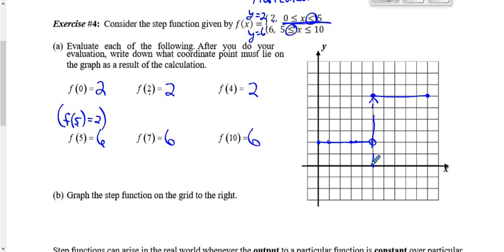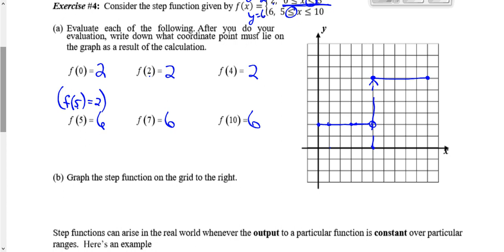Graph the step. Oh, we did it. Okay, so you get the idea there? I better get rid of that because somebody will think they'll have to put that in there. You guys, some of the things you come up with, I don't even know why. So that's my open circle.